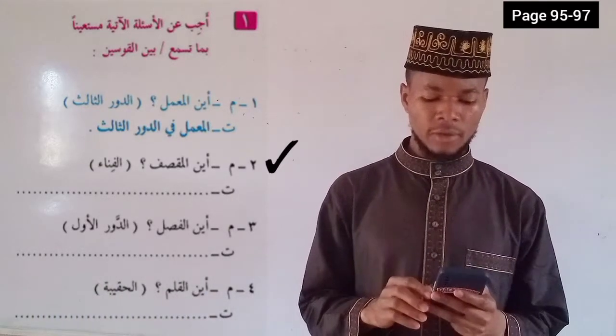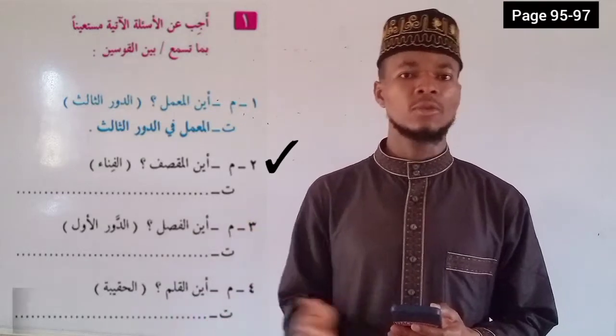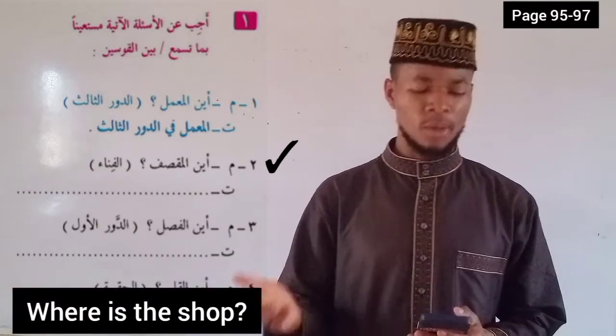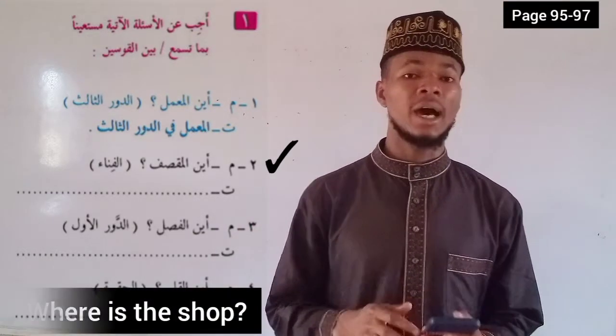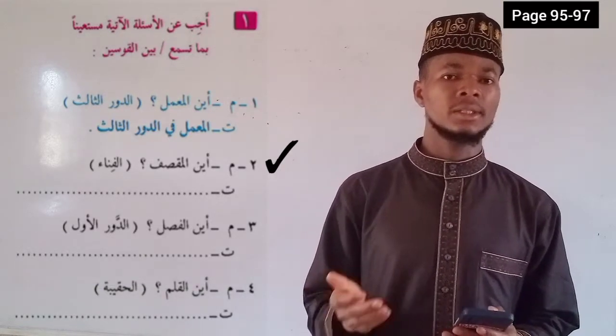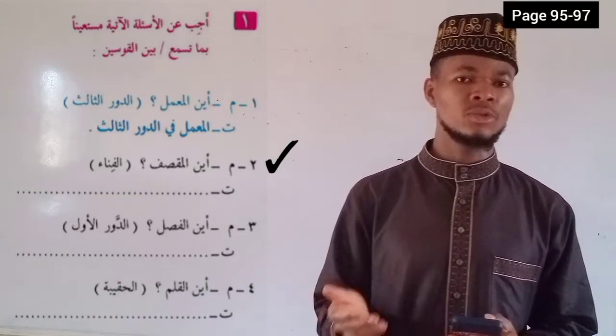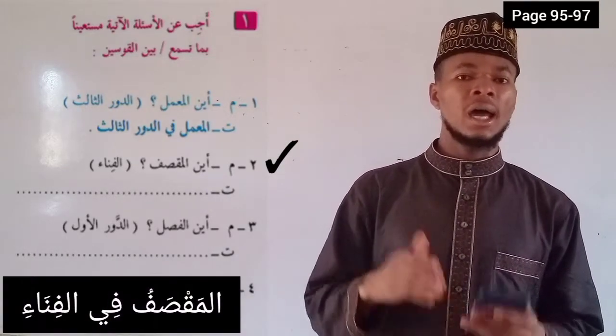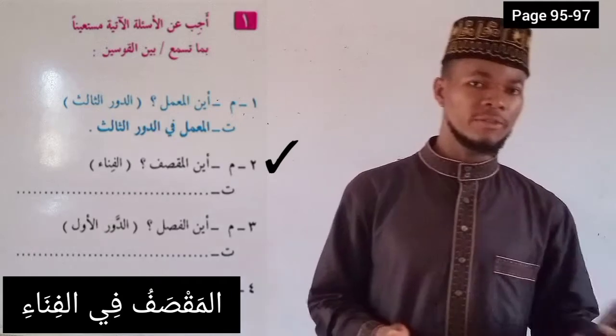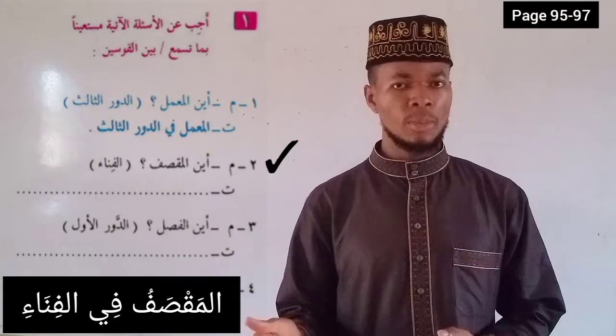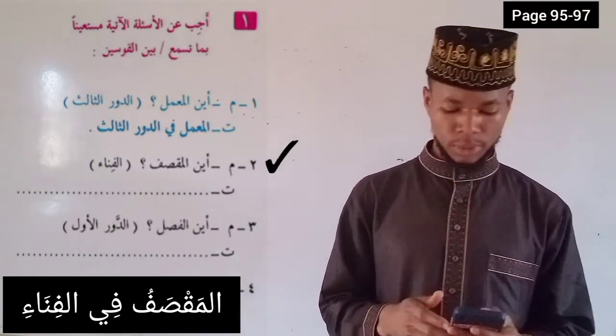So number two, we have أين المقصف? Where is the shop? And in the bracket we have الفناء, that is the open space, meaning the shop is in the open space. So now we see المقصف في الفناء, the shop is in the open space.